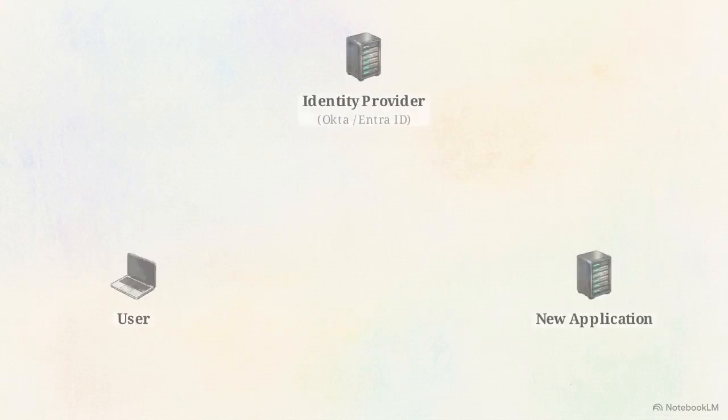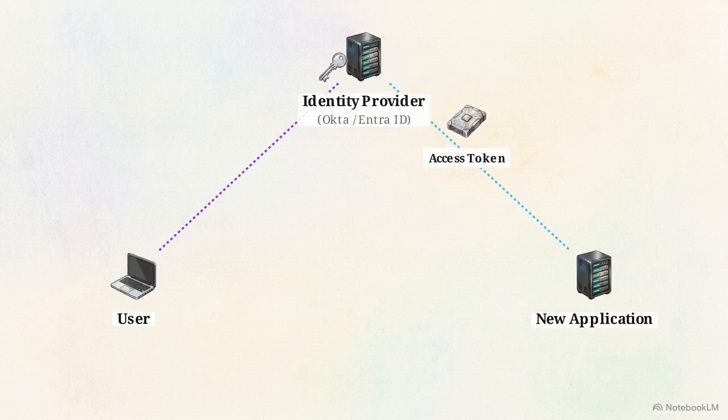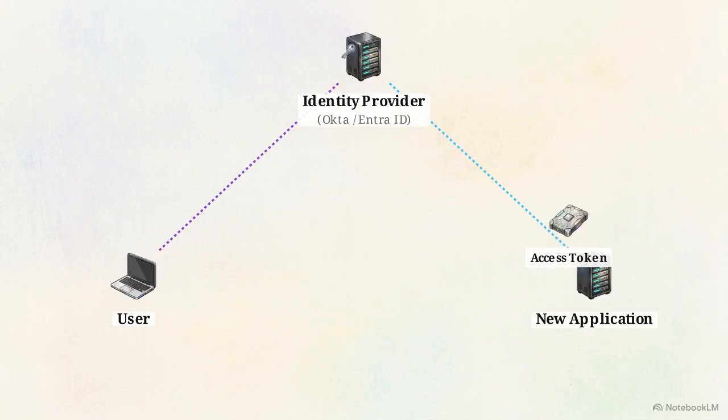This process relies on OAuth 2.0. The user is redirected to their own identity provider to authenticate. The provider then issues an access token to our application. We gain permission to act on the user's behalf without ever handling their password.